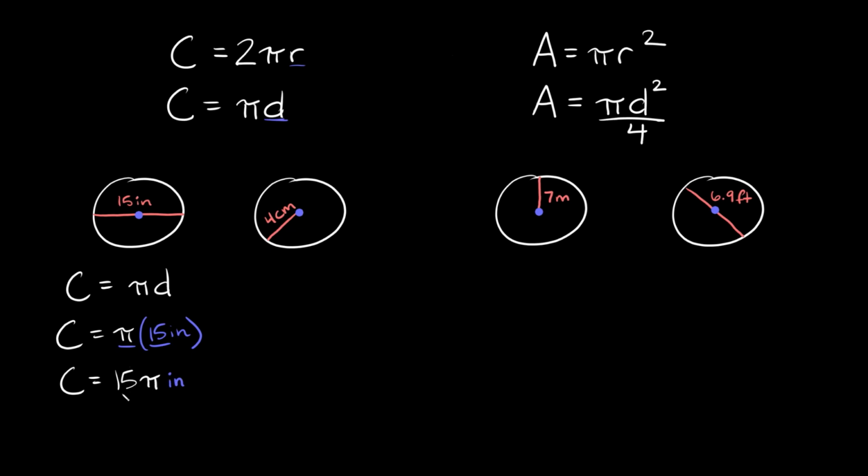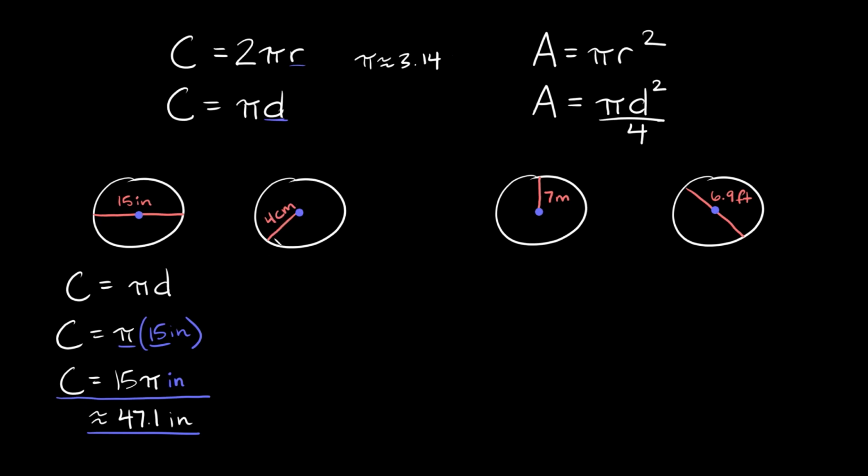Now, if you wanted to get an approximate answer for here, remember pi, and I'll just write it up here, pi is approximately equal to 3.14. So if you plugged in 3.14 right here for pi, you could just do 15 times 3.14, and you'd find that the circumference is approximately equal to 47.1 inches. Okay, so then this is our actual answer, our very precise answer, and then this is just an approximate answer down here.